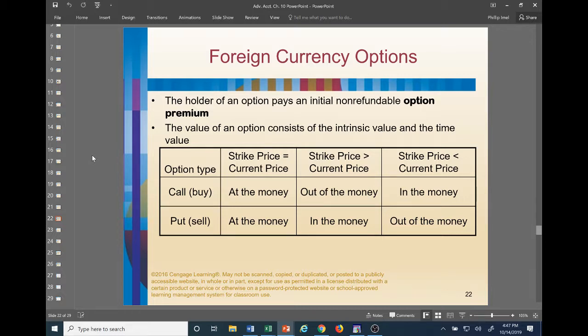Now, obviously, if the strike price is less than the current price, then we'd be out of the money with a put option, because we would only be able to sell it for a lesser price than what it's currently trading for on an active market. So that's just a good little chart there to see the relationships between the strike price and the current price in terms of a call and a put option.